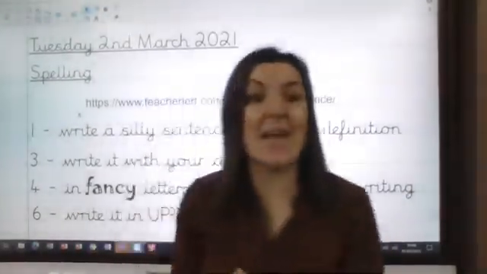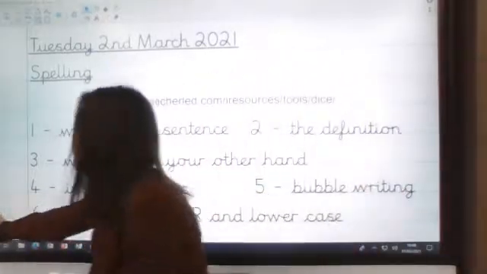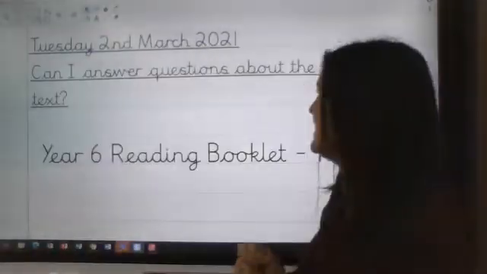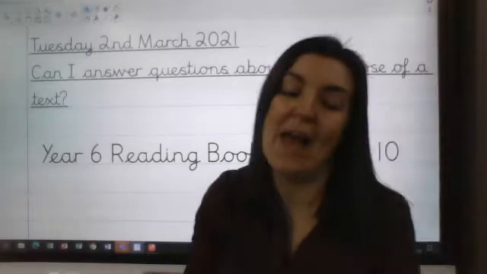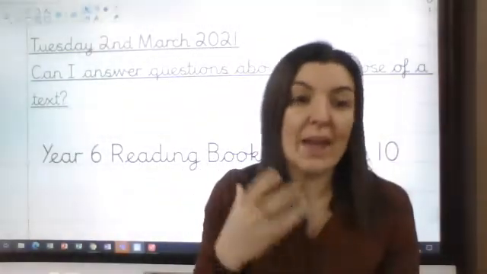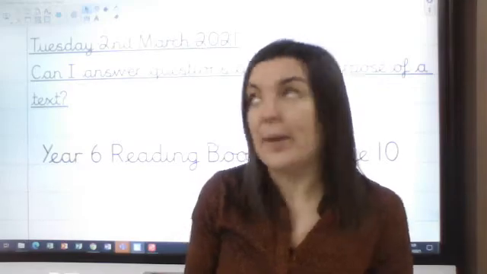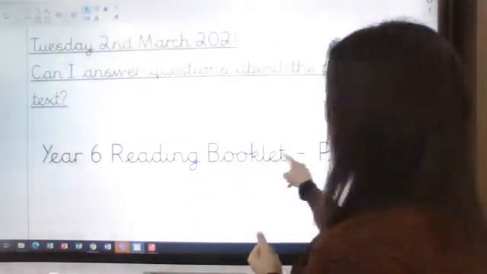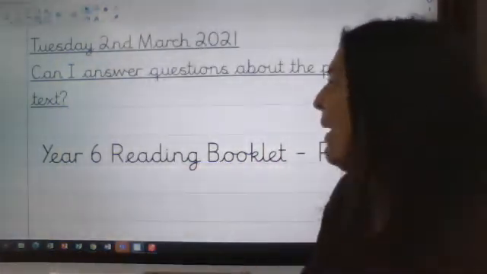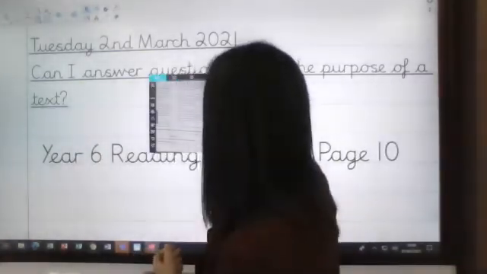So today, like I say, is reading. And lots of these questions today are on the purpose of a text. So why the author has chosen to do certain things in this text. Okay, so it is your Year 6 reading booklet and it's page 10. And it looks like this. It's called The Yellow Train. Okay, it's this one. So on page 10, and your questions are on page 11.